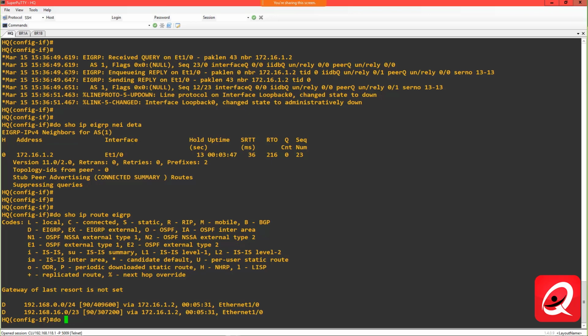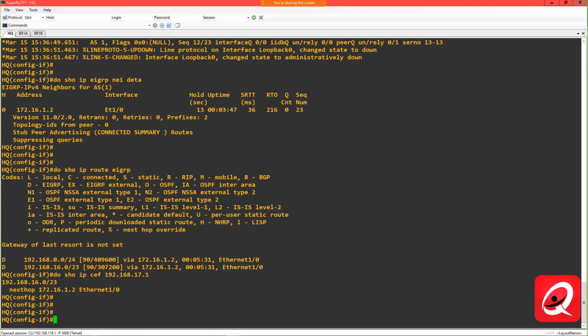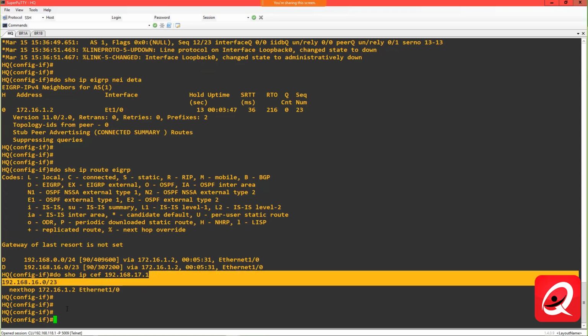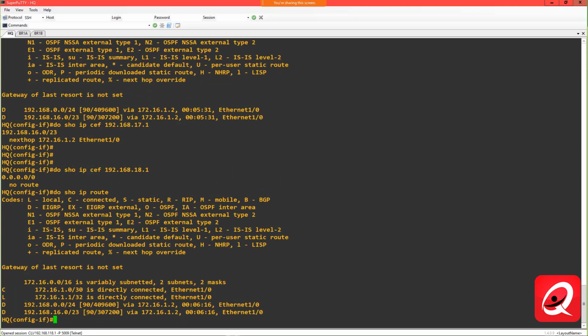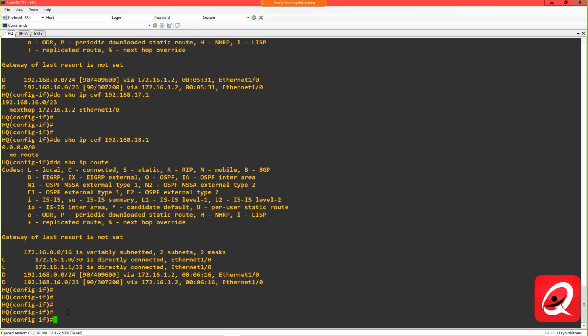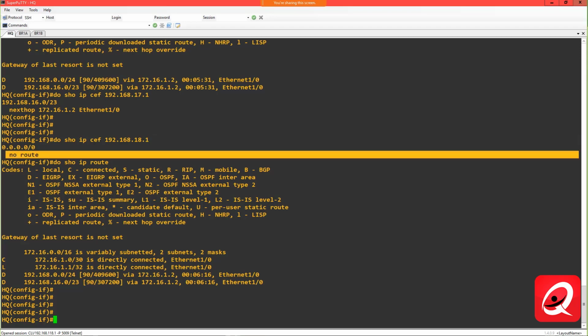Now, obviously 17 is going to be included. If I do a show ip cef 192.168.17.1, we can see that the 17 route is included in the summary. But if I did an 18.1, there would be no route for that particular destination. We'd be trying to match it to a default route, but the default route points to a different direction and it's not going to route. Let me see if we even have a default route configured. Yeah, so we don't even have a default route configured in this particular case. So that's why it's indicating that it would have to match a default route, but we don't have a default route, so it's going to drop the packet.